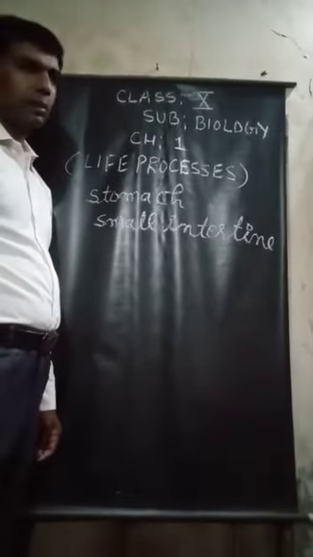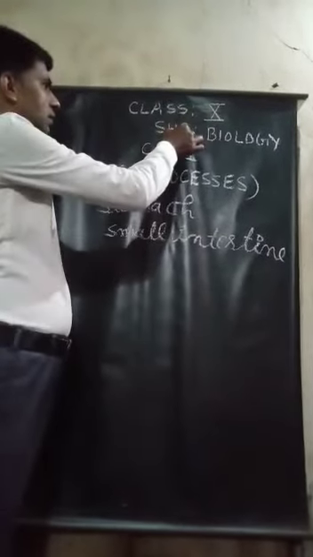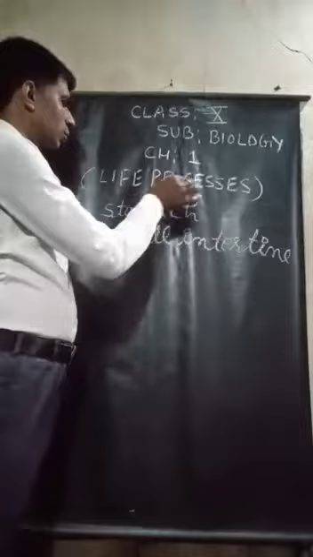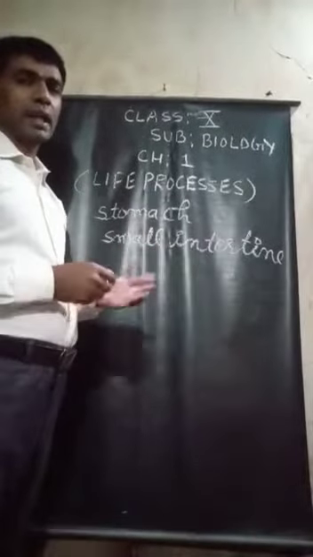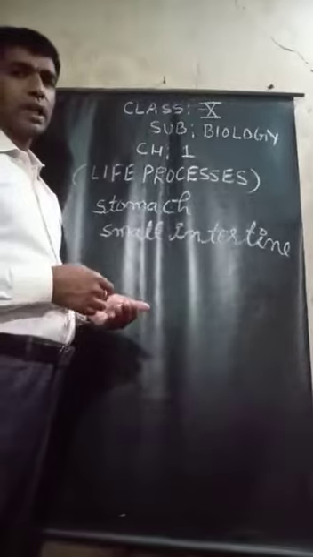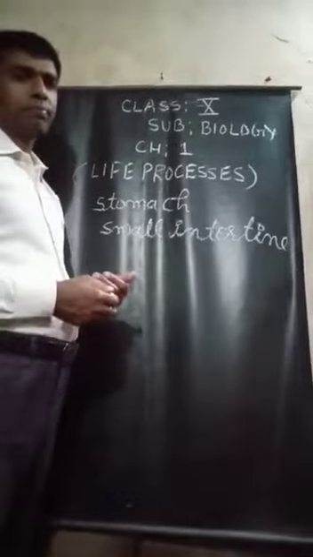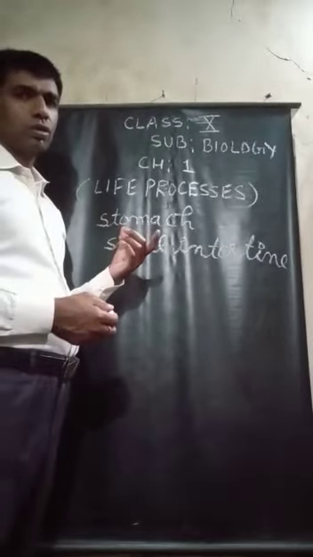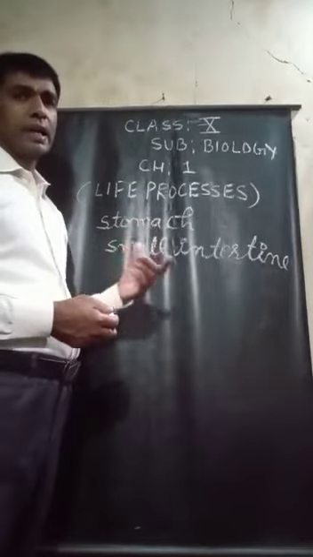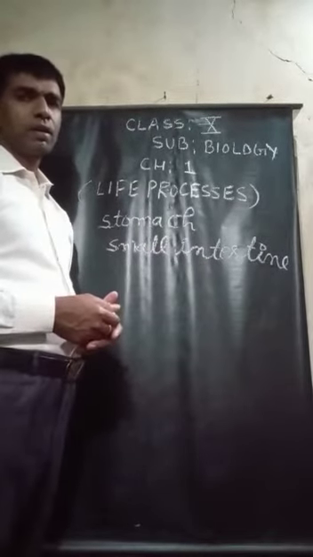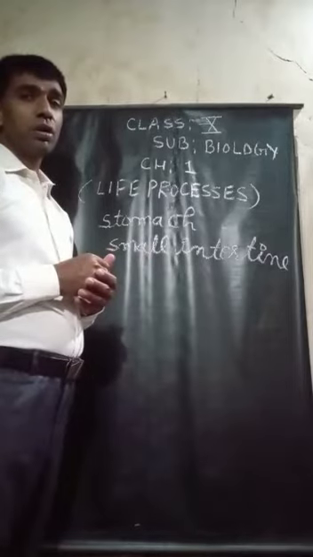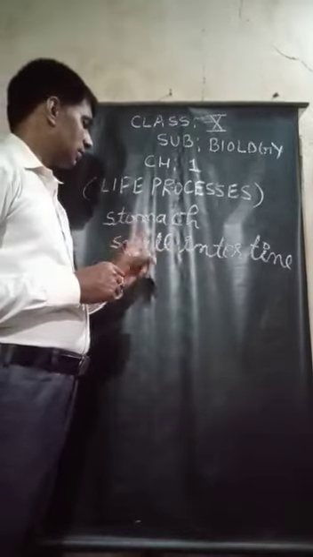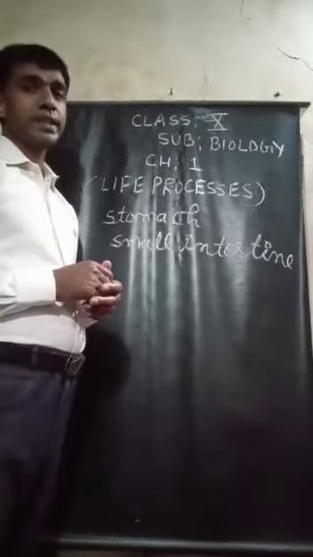I am Arun Pandey. I am going to discuss class 10 subject biology, chapter 1, and the name of the chapter is life processes. Inside chapter 1, life processes, today in this video I am going to describe the alimentary canal. The remaining organs I explained in my previous video, but in this video we discuss the organs of the alimentary canal, such as the stomach and small intestine.